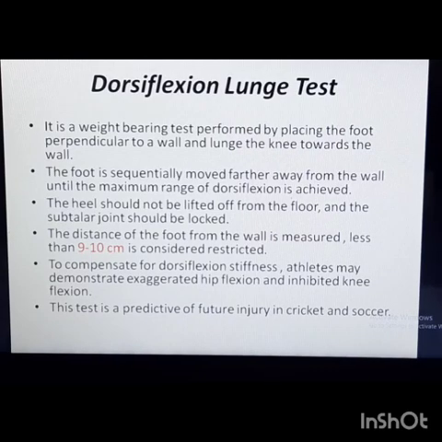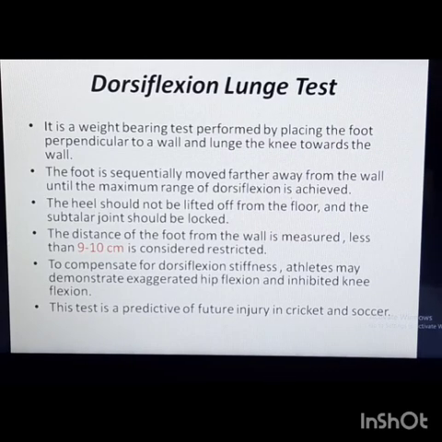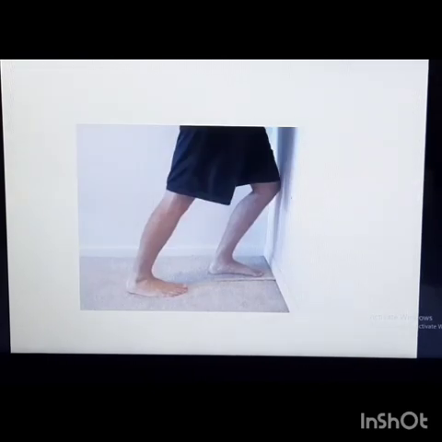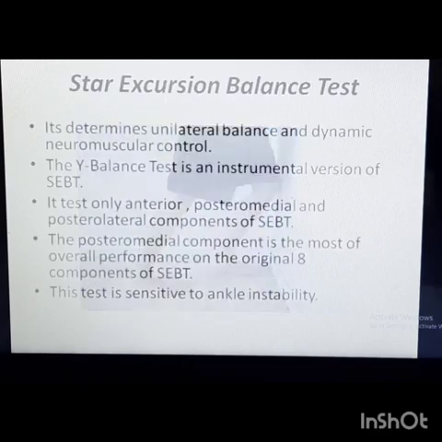This test is predictive of future injuries in cricket and soccer. So as you can see, in a weight bearing position, the ankle dorsiflexes with the knee touching the wall. Now the distance between the toes and the wall is measured and recorded.